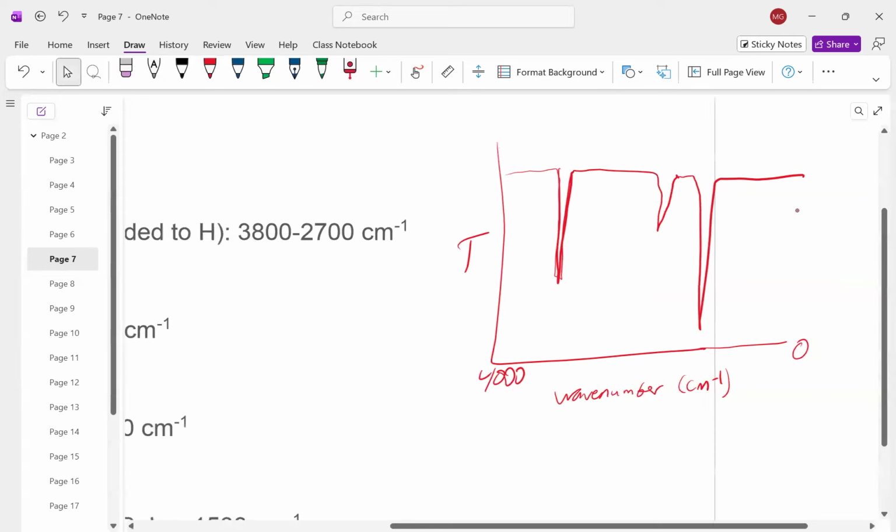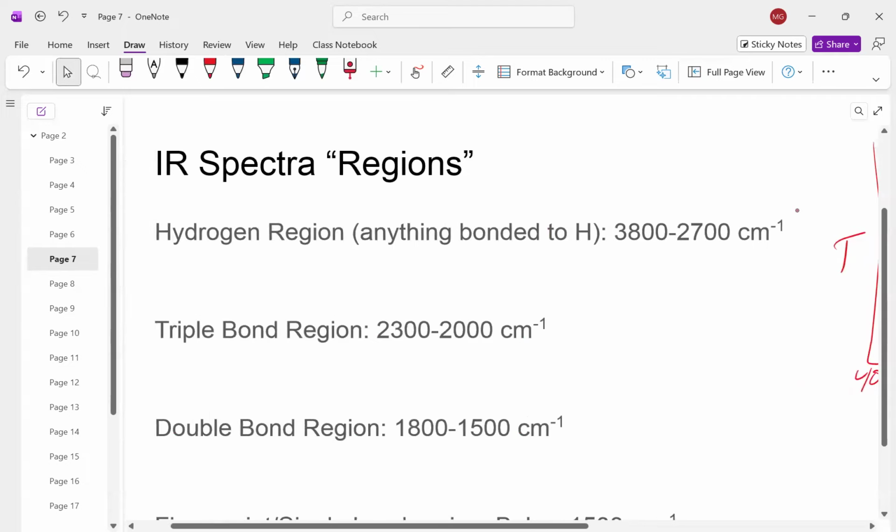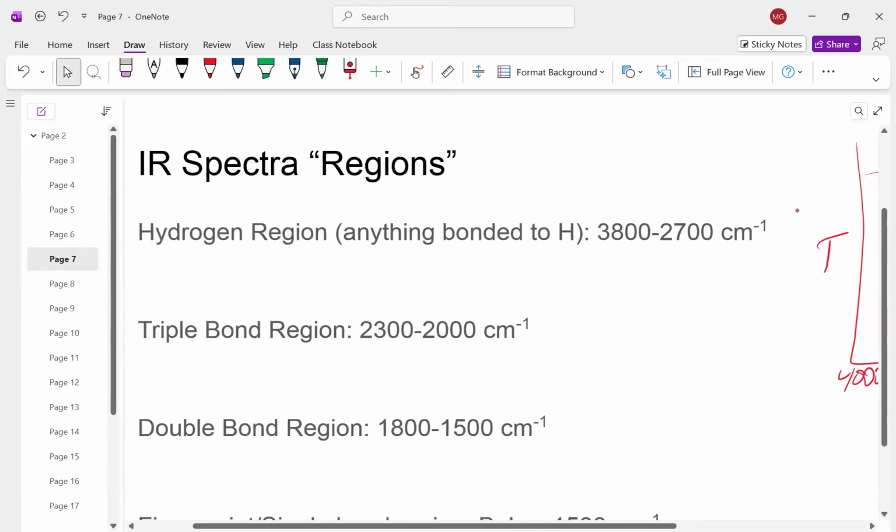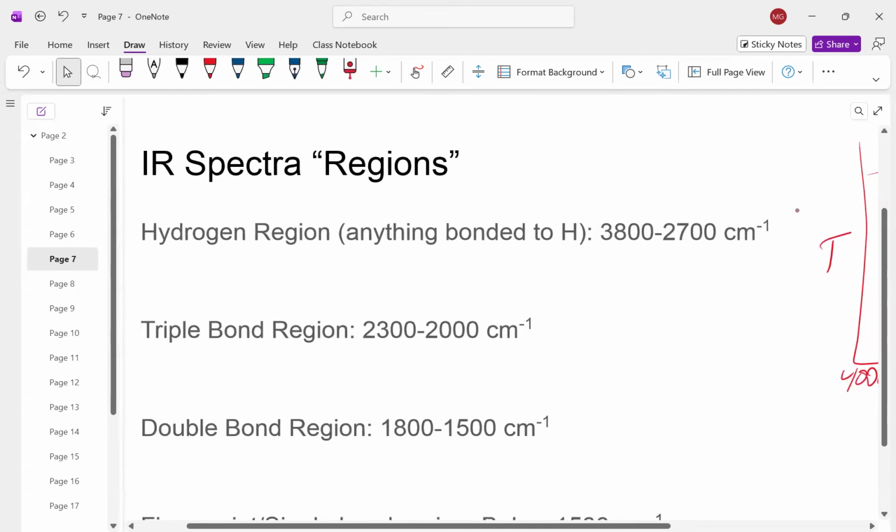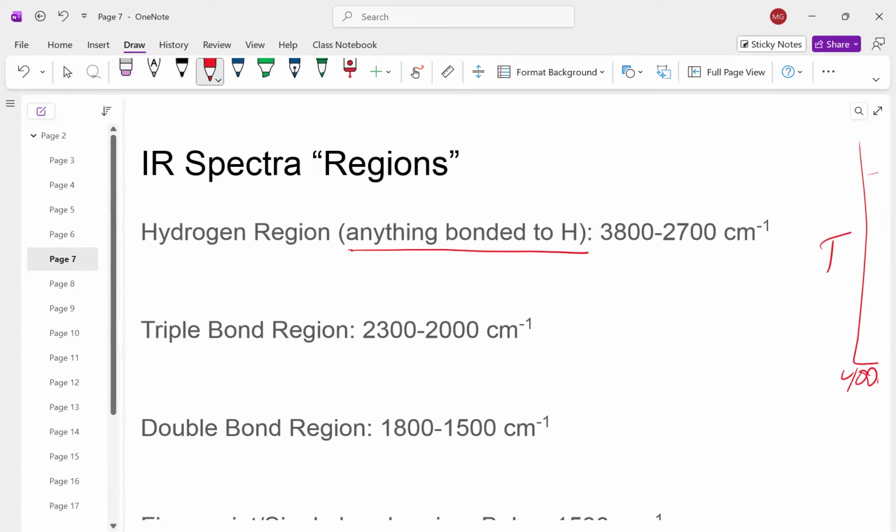So let's break down the IR spectra into regions. The first place I tell students to look is the hydrogen region. This is anything bonded to hydrogen, and it's going to show up here, between 3,800 and 2,700. So that's going to be things like carbon-hydrogen, nitrogen-hydrogen, oxygen-hydrogen. Those will be the three most common ones that you see. If it's bonded to hydrogen, that's where you're going to see it.